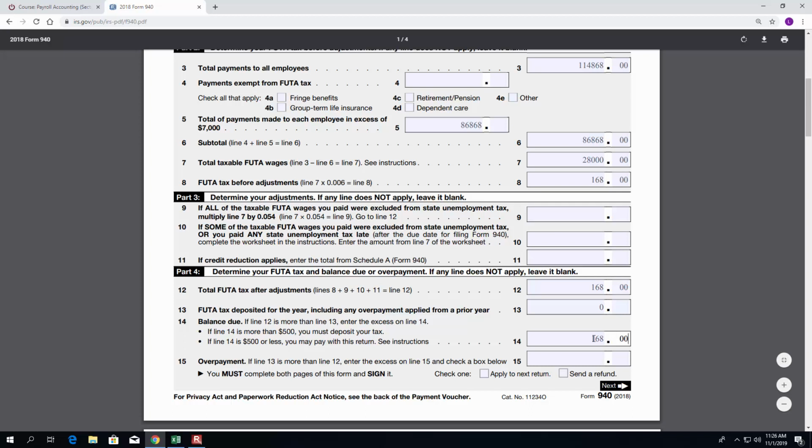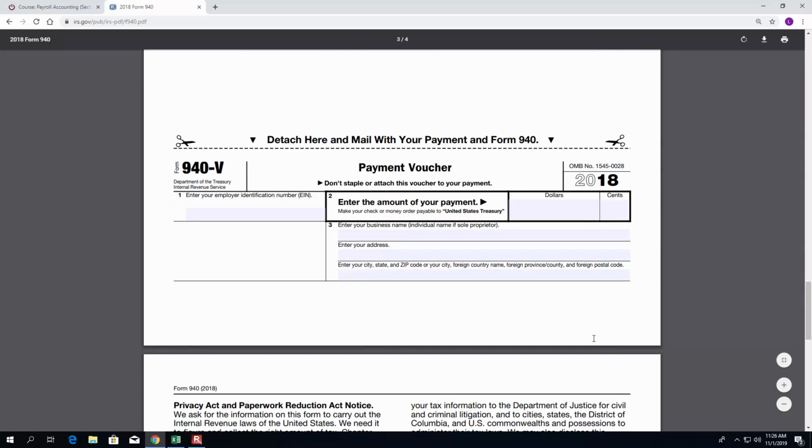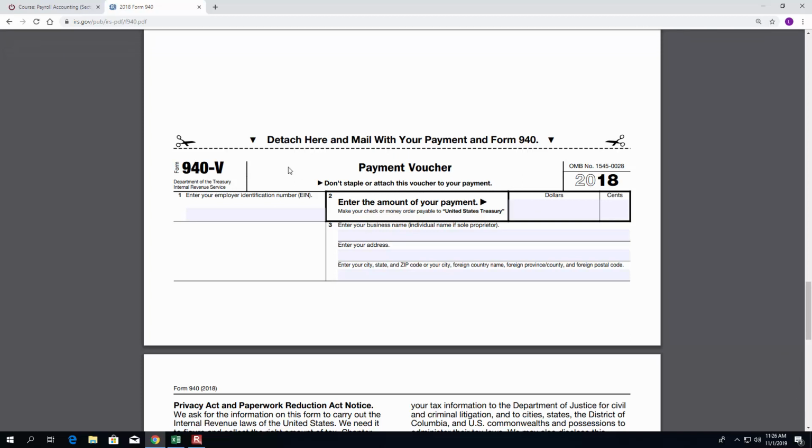And just to fast forward a little bit to the third page of the IRS form. Here's your 940-V. Hopefully you're doing all this electronically, so you wouldn't have a paper coupon and a check, but if you were doing it paper-wise, you would do this. Otherwise, you would use what system again? Great. Electronic Federal Tax Payment System, EFTPS.